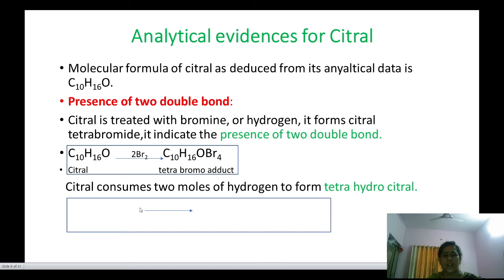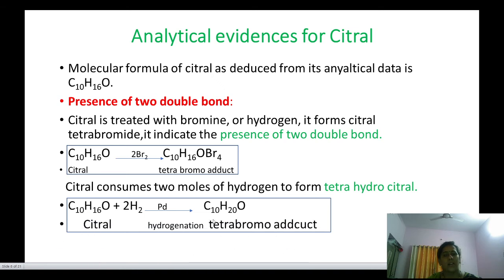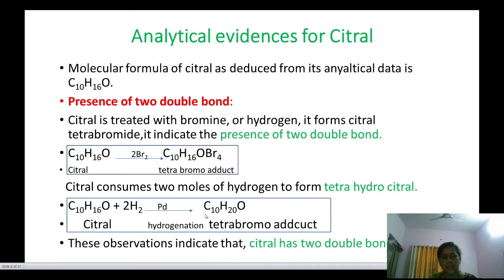Next, citral consumes 2 moles of hydrogen to form tetrahydrocitral. The reaction is citral on hydrogenation in presence of palladium catalyst. The formation of tetrahydrocitral has the formula C10H20O. Now these two observations indicate that citral has two double bonds.